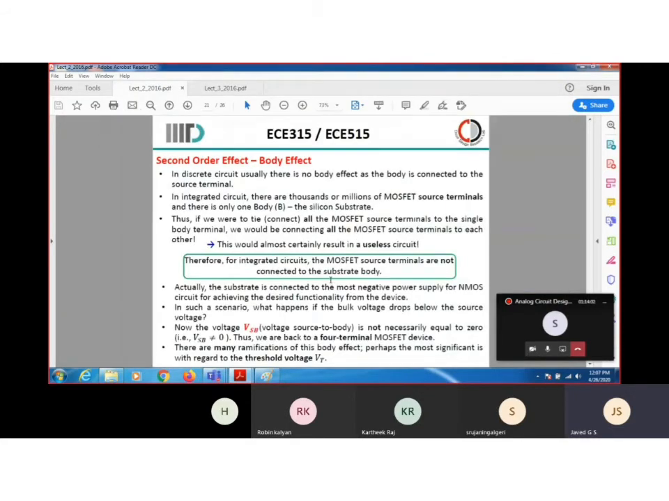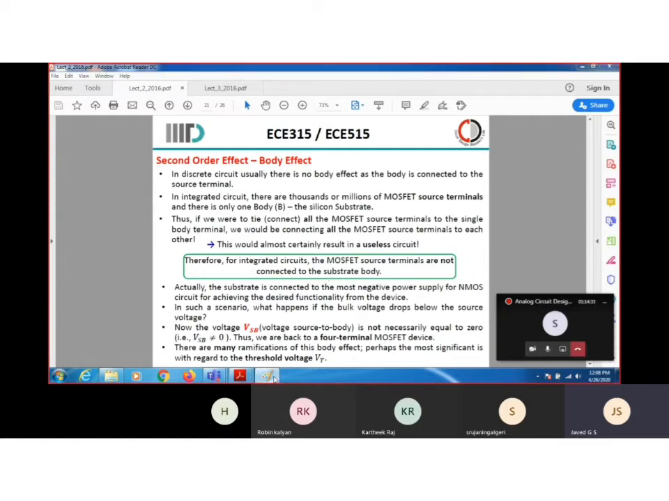So what will happen is the substrate is connected to the most negative power supply for NMOS, thus achieving the desired functionality from the device. And for PMOS, it is connected to the most positive power supply. In such a scenario, what happens if the bulk voltage drops below the source voltage? What is it called? VSB. The source. Now the VSB is not necessarily equal to 0. In that case, we will get a 4-terminal device.